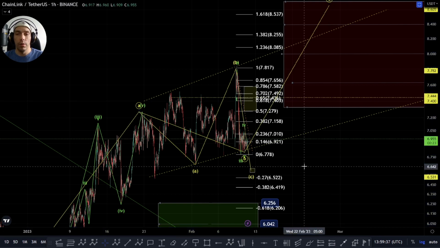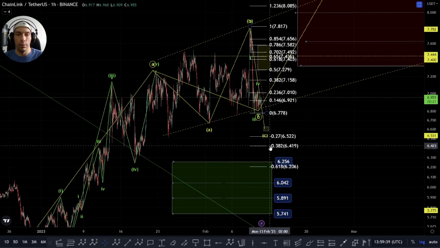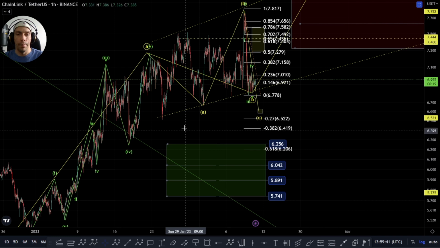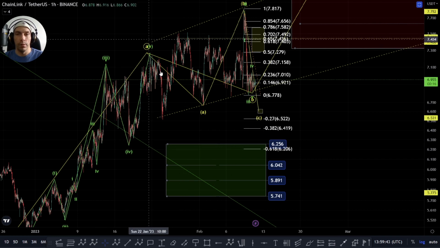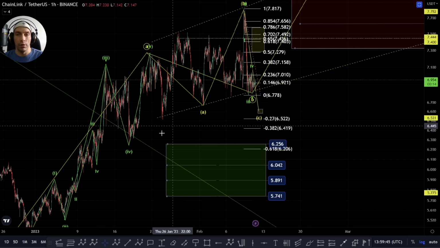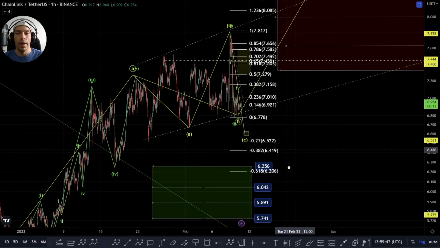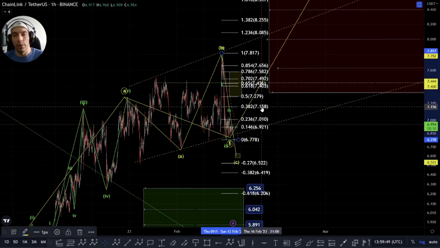However, I do anticipate us to come down a little bit deeper here. This previous fourth wave zone would, like I said, make a nice, neat correction to come into this area, and then look for that push to the upside.